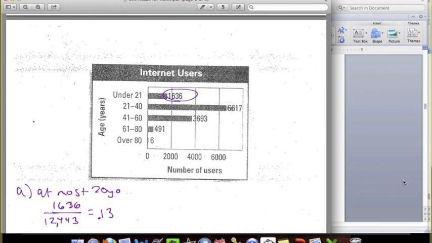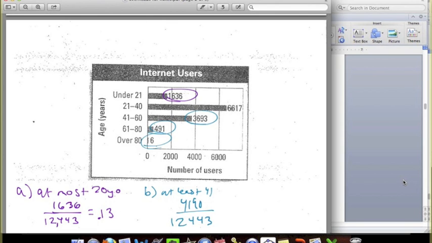Part B of this question said, what is the probability that they are at least 41? So then who meets our criteria? The last three. At least 41 would be 41 or older. So we're going for our last three sections here. So we would add up those three values. 3693, 491, and 6 give a total of 4,190 people in those groups.